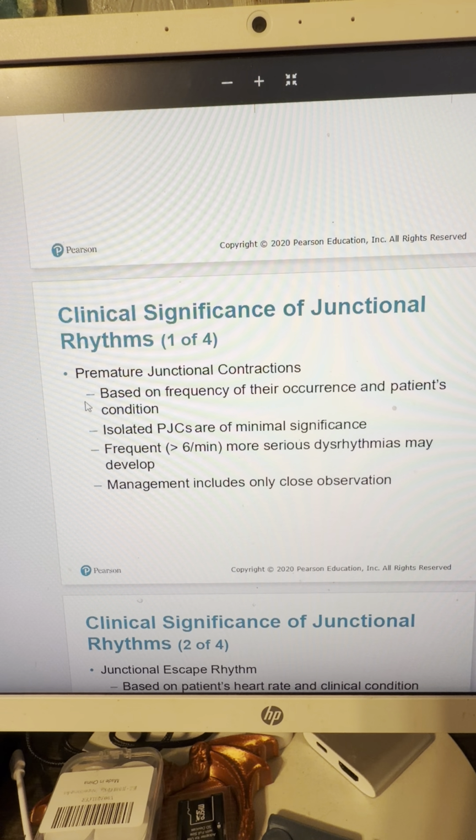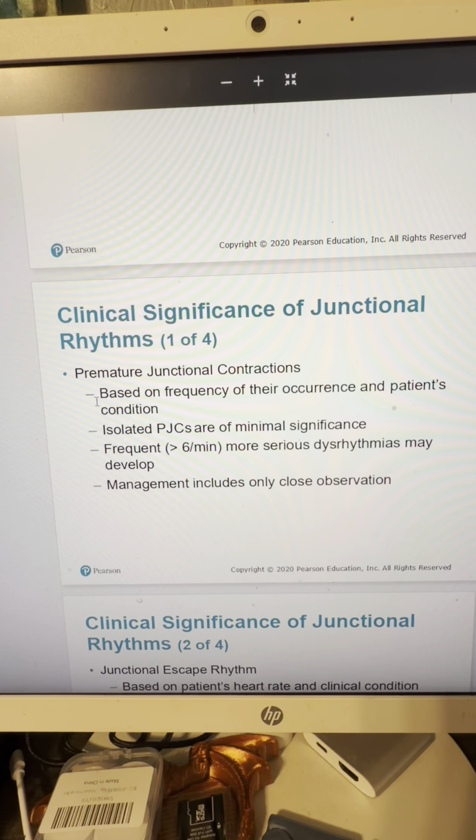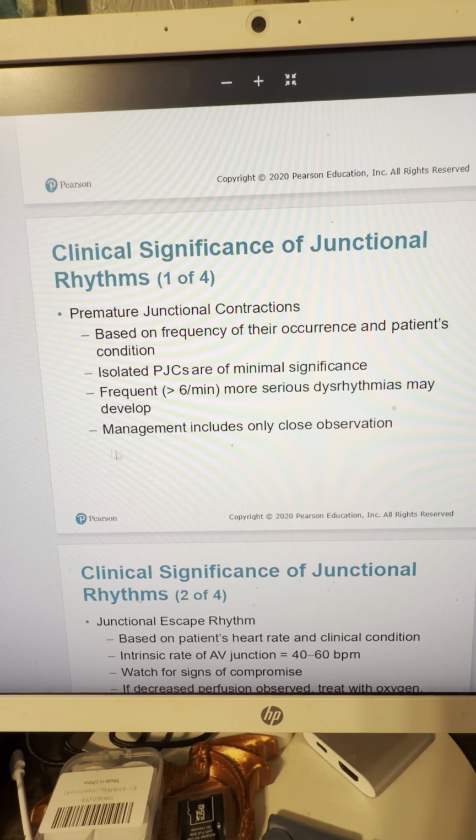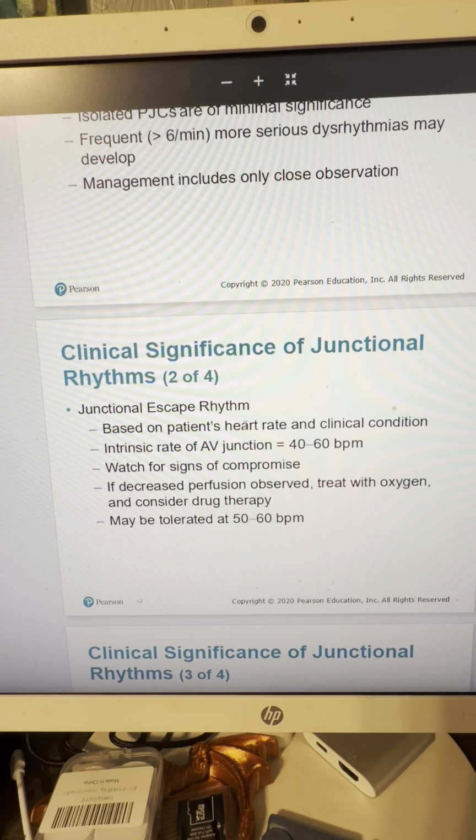The significance of junctional rhythms, it indicates that something is wrong. The more that they have, the worse the problem is. But it's usually not very serious. If they have more than 6 per minute, we call this frequent. So you can label your rhythm frequent PJCs with an overlying rhythm of a sinus rhythm. And usually they're a precursor to other things going wrong. So we observe these and try and figure out the cause.